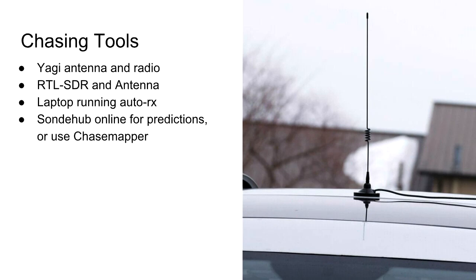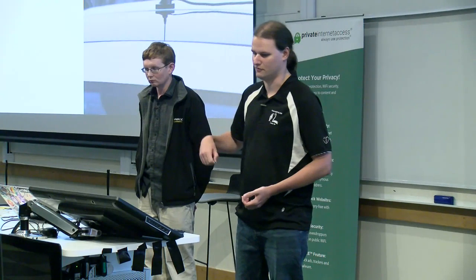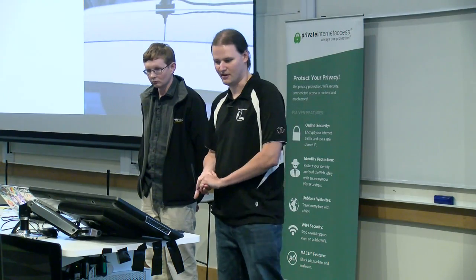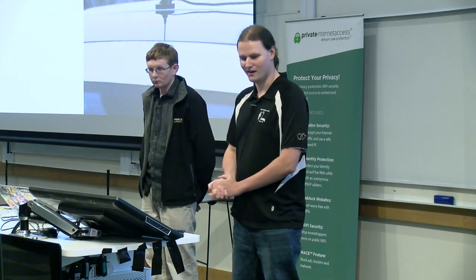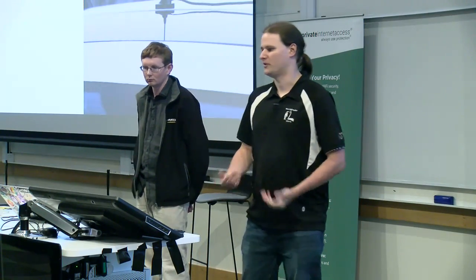Right, so some basic chasing tools that you'll need. You'll need some sort of Yagi antenna and a radio, and this is to do a little bit of direction finding if you can't find the radio. The other thing you'll need is an RTL-SDR and antenna. If you're using the mag mount that came with your RTL-SDR, you can just stick it on the roof of your car, and it's that simple. You can create a bigger antenna and work out how to mount that on your car. The other thing you'll need is a laptop running AutoRX.